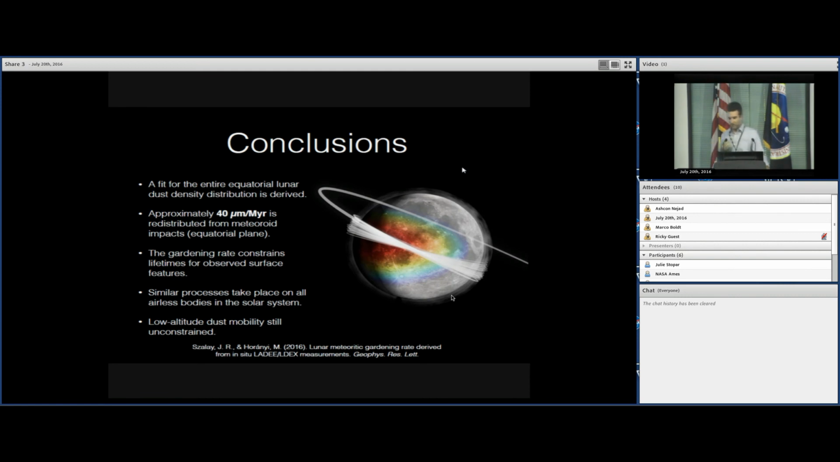Also, similar processes take place on all airless bodies throughout the solar system. Of course, the smaller the body, the less it's going to rain back down; it'll be lost. And lastly, we still don't constrain the low altitude dust mobility. The Surveyor images are not discussed in this, and it's conceivable that the retroreflector degradation is due to a large volume of low altitude, maybe electrostatic, maybe low altitude ejecta.